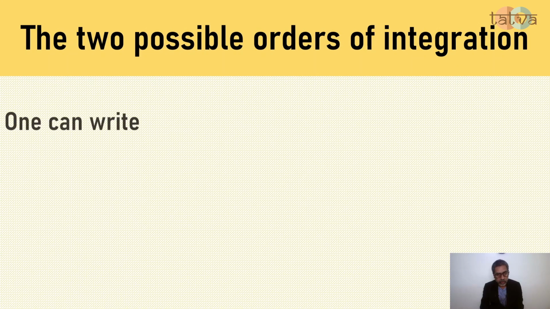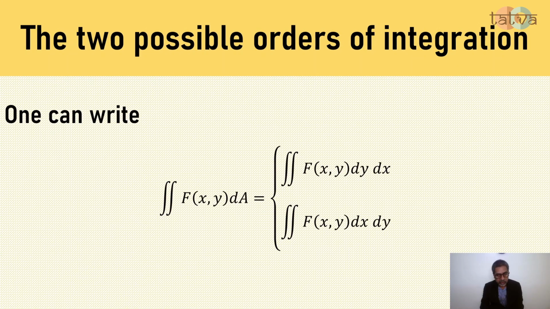The 2 possible orders of integration that we just now discussed, where the area element dA is written as dy dx in one case and dx dy in the other case. So these are the 2 possible orders. Which of them should be picked up is a question of careful consideration, which will be discussed during problem solving.